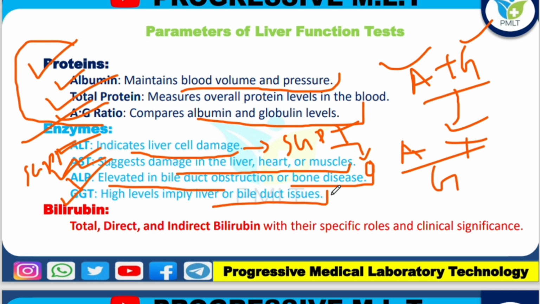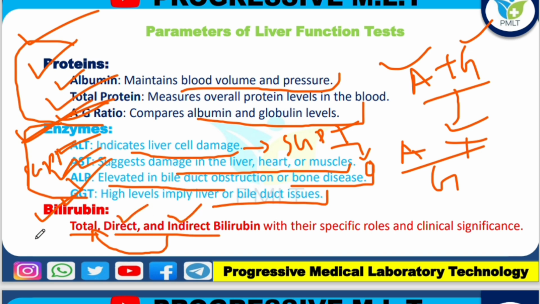In the liver, one is the protein profile, another is the enzyme profile, and the last one is bilirubin. Here is total bilirubin. Total bilirubin means indirect and direct bilirubin. When you add this indirect and direct bilirubin, you get total bilirubin. You will find that for bilirubin there is a measurement of direct, indirect as well as total bilirubin. When it's elevated, jaundice may occur. Okay, that's all about the parameters.